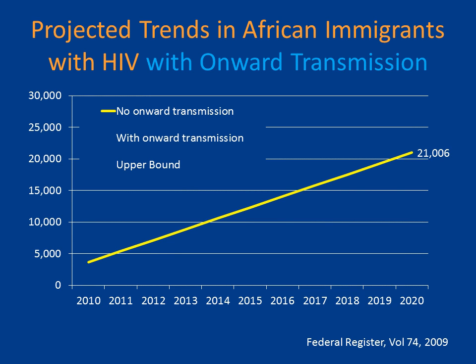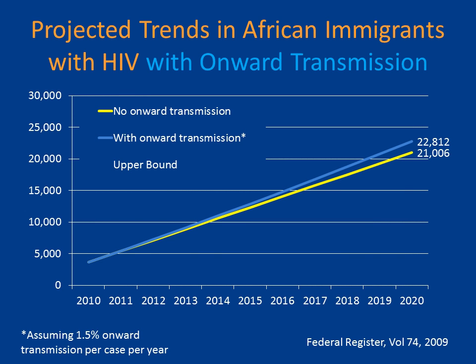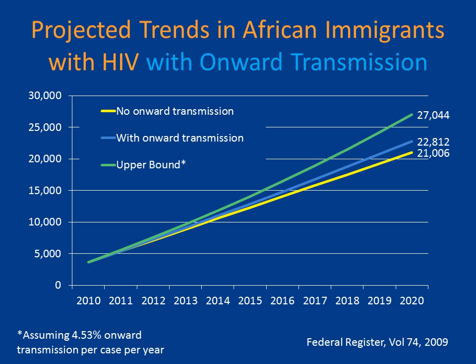The yellow line on this slide shows the same line that you saw in the last one, where we end in 2020 with about 21,000 cases. But if you use their lower estimate for what they thought would be the rate of onward transmission, or 1.5% per year, that brings us up to 22,800 cases in 2020. And if you use their upper bound of onward transmission, that brings us to 27,000 cases in 2020.